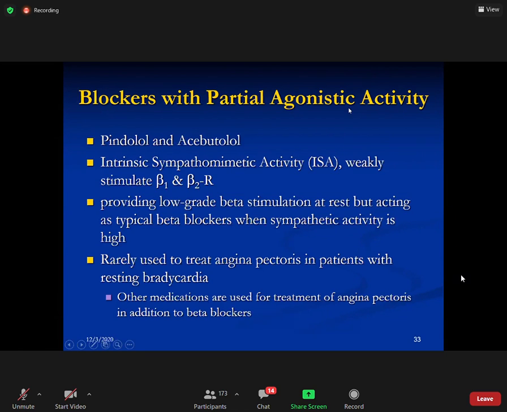Let me tell you, would I go and ask you a question about it? No, but you have to know it. I wouldn't have the time, but if you open UpToDate, it's found there. If you open your UpToDate, they were talking about pindolol and acebutolol.